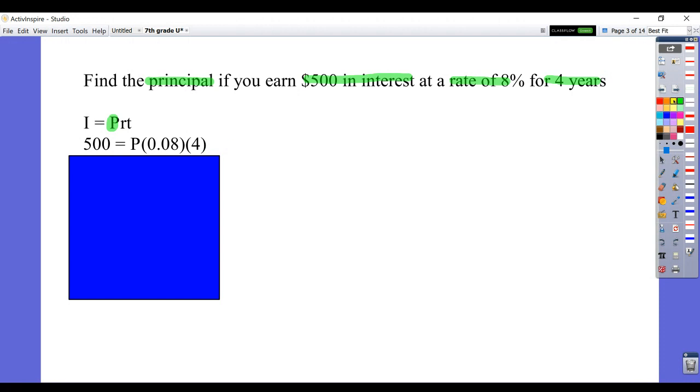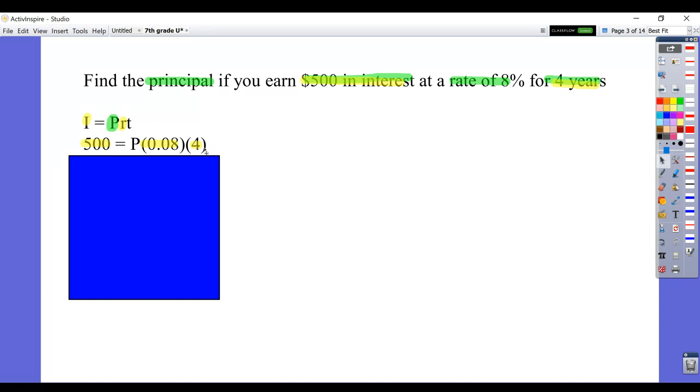So again, just one more time where this information is coming from: the interest amount is $500, the rate as a decimal is 8% changed to 0.08, and the time is 4 years, so that's where those numbers are coming from. So the amount of interest, the percentage of the interest rate changed to a decimal, and the time. And we're going to solve for the P, the principal.